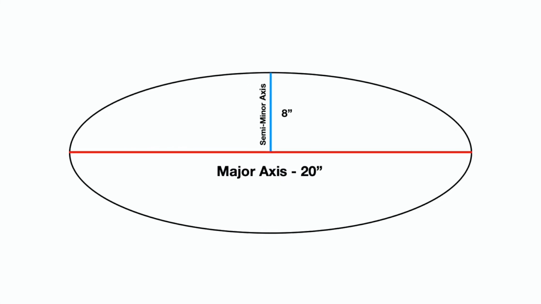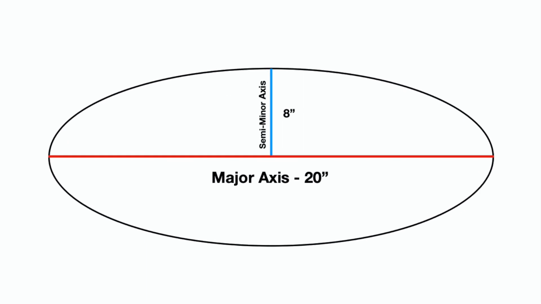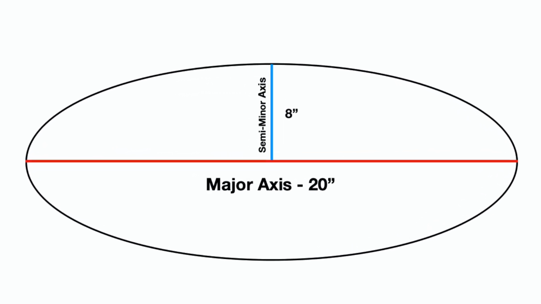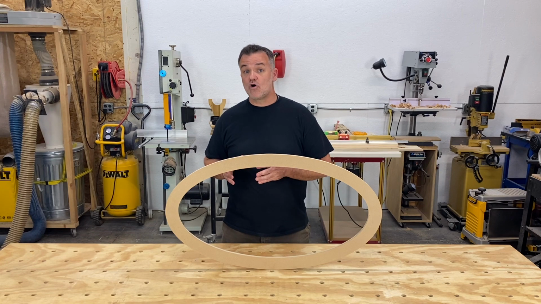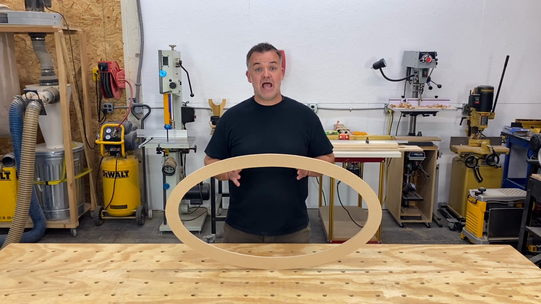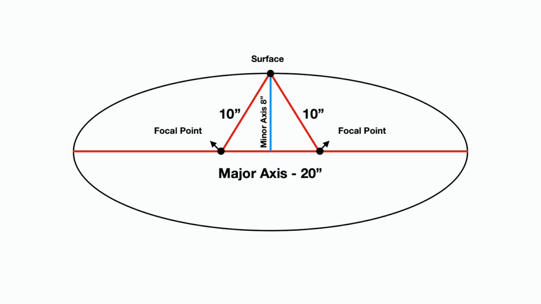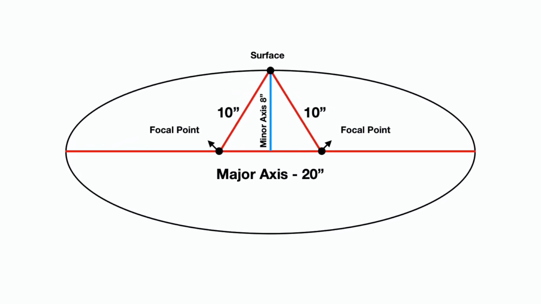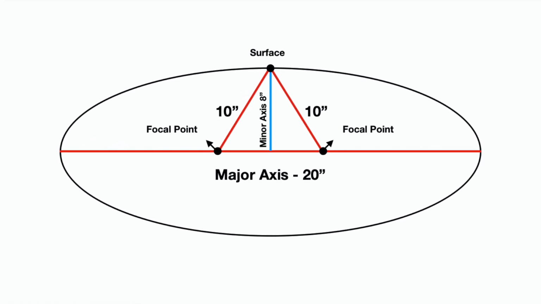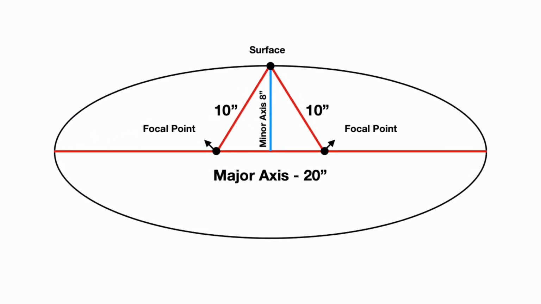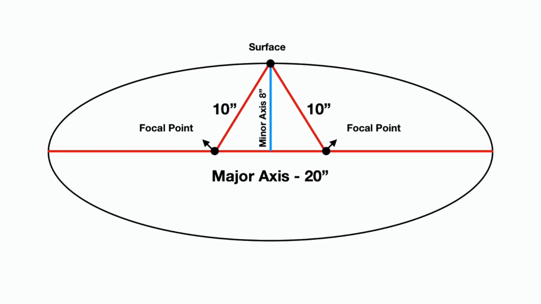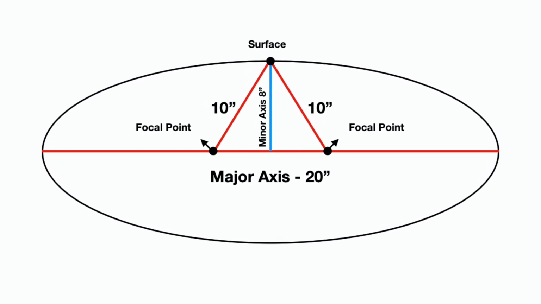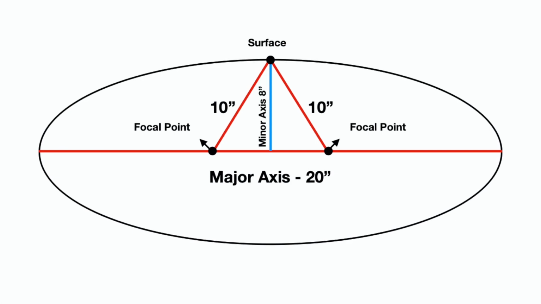Let's say we have an ellipse with a 20-inch major axis and an 8-inch semi-minor axis. The distance from a focal point to anywhere on the surface and back to the other focal point will always be the same length as the major axis. Here are some examples. From the right focal point to the surface is 10 inches. That means the left focal point to the same surface must also be 10 inches. 10 inches plus 10 inches equals 20 inches. And that is the length of the major axis.